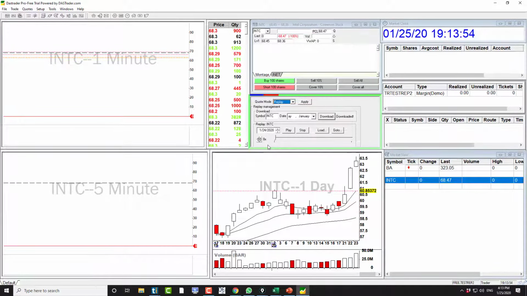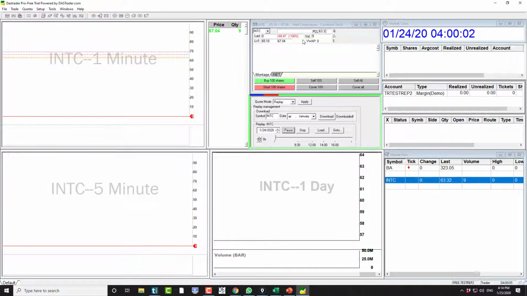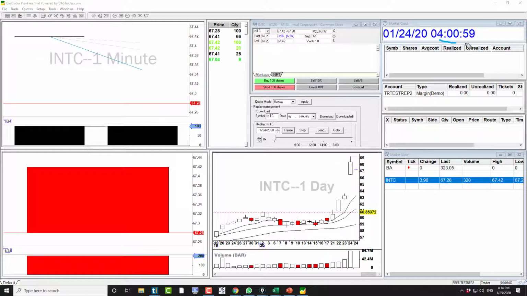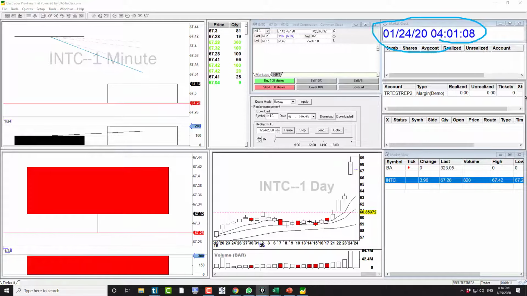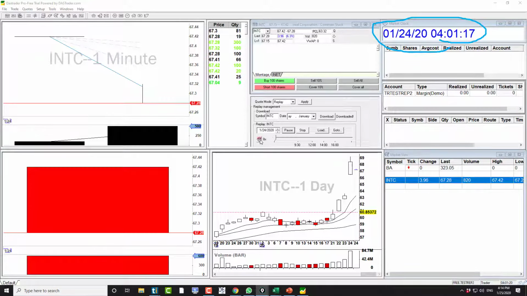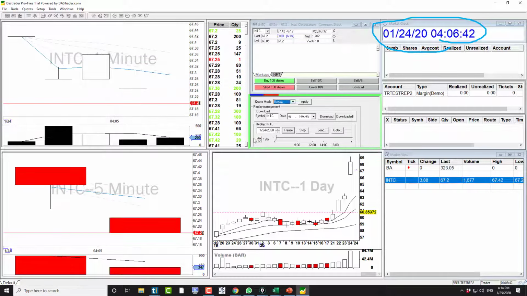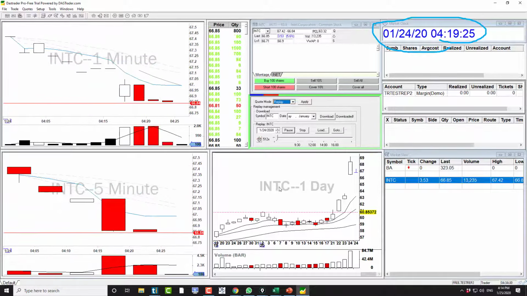So now we want to play that Intel Corporation. What we can do is actually play. Now we have started playing it. It usually starts from early in the morning, so that's why at the beginning you don't see a lot of activity, because it starts from 4 o'clock in the morning. If you want to get some activity, you just have to go a little bit faster until you get toward the time when the market is getting some activity.